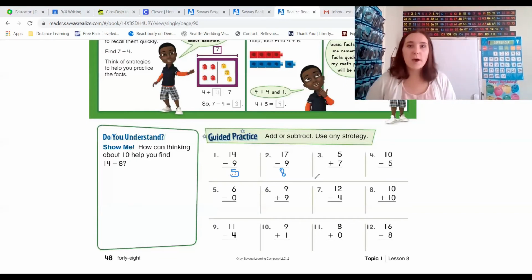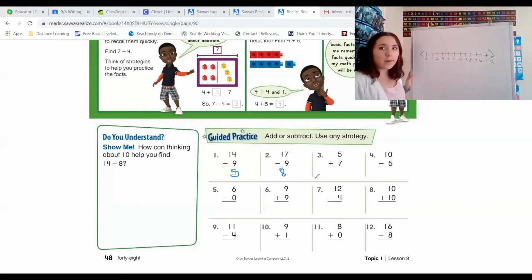Okay, our next problem is 5 plus 7. I am going to count on a number line just to help me keep track. I'm going to start at 7 because that's my bigger number, so that means I'll have less work to do. So 7, and now I'm going to count on 5 times.